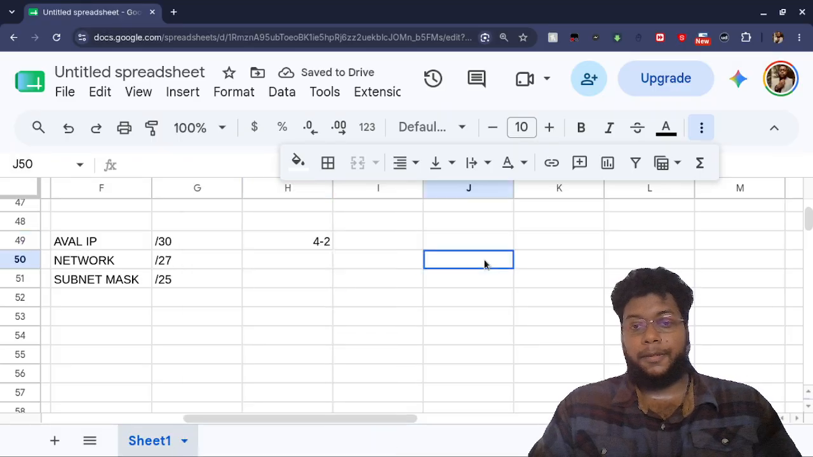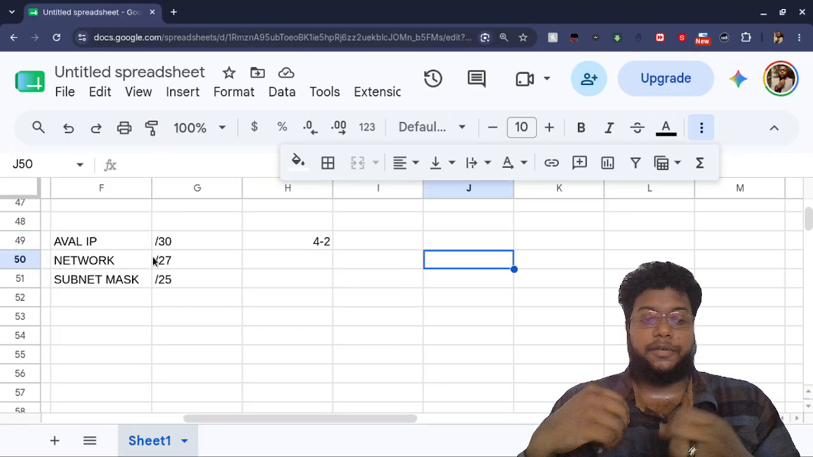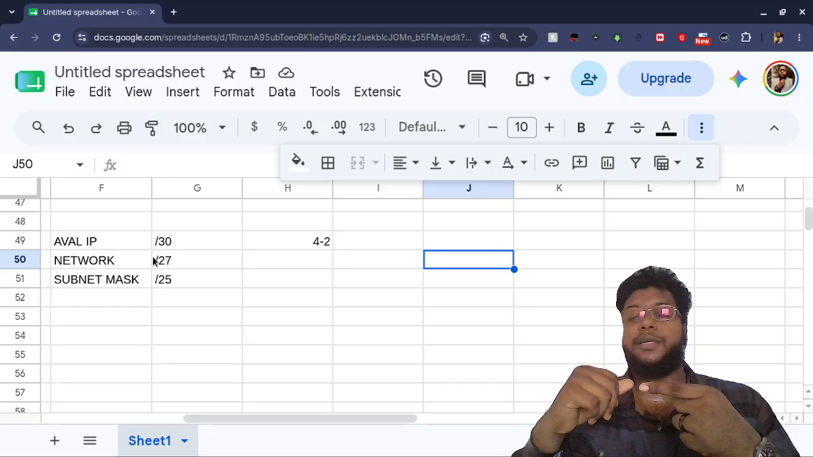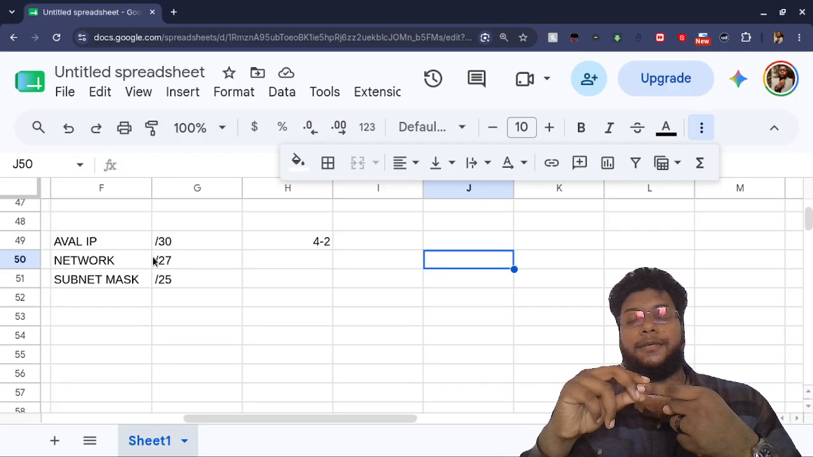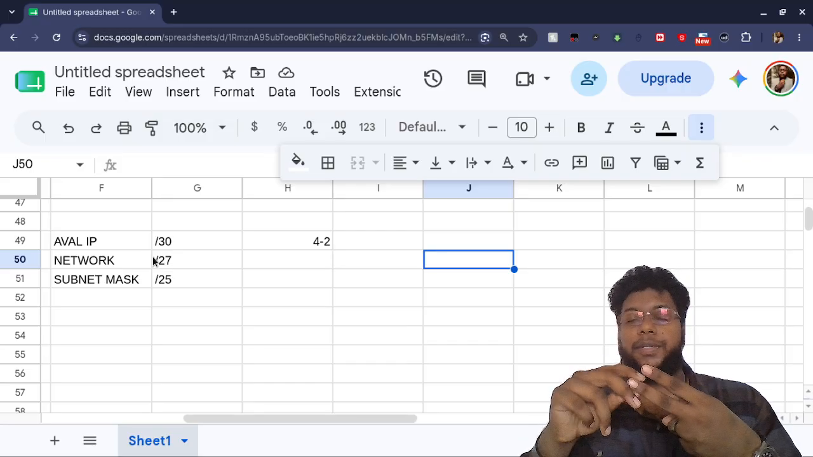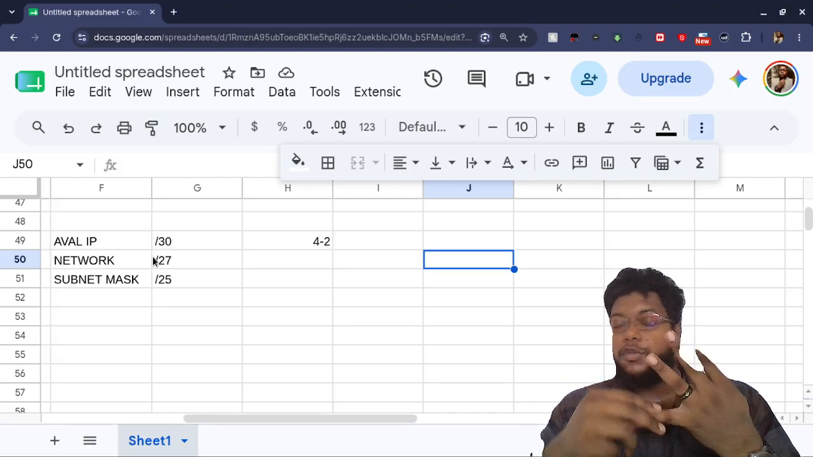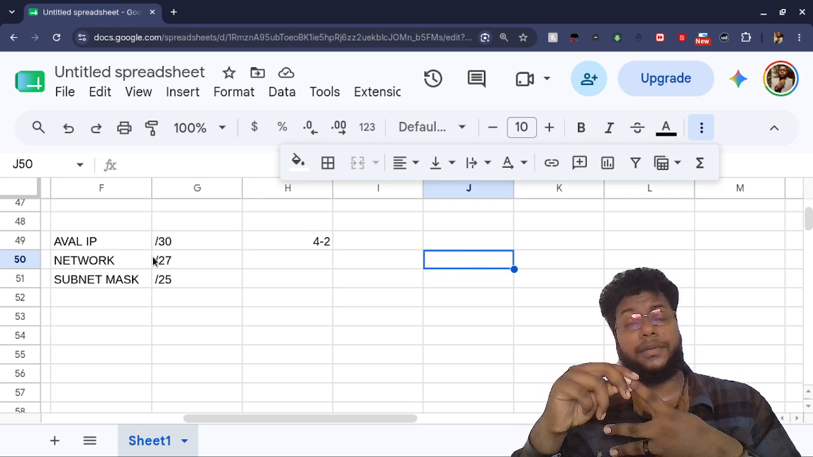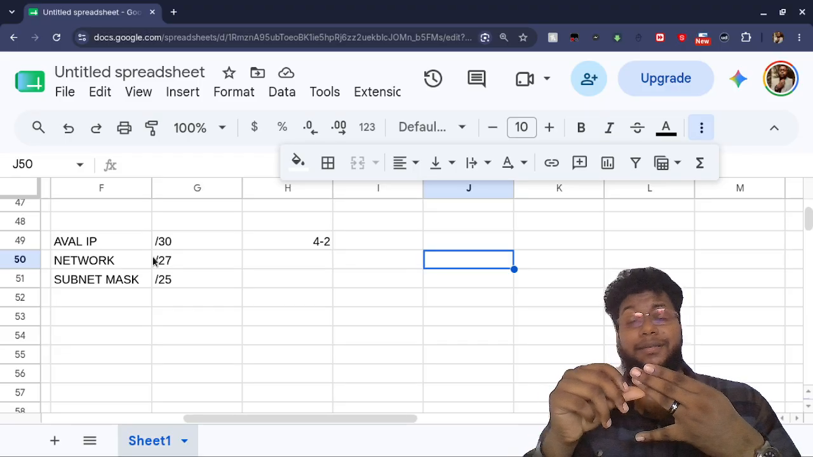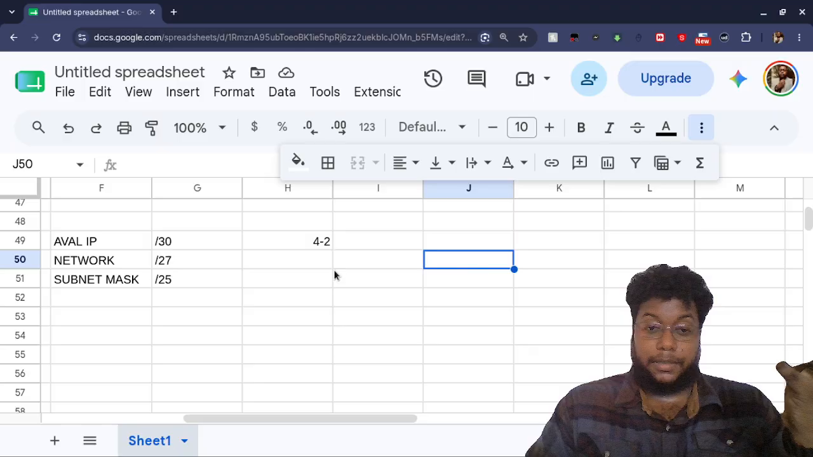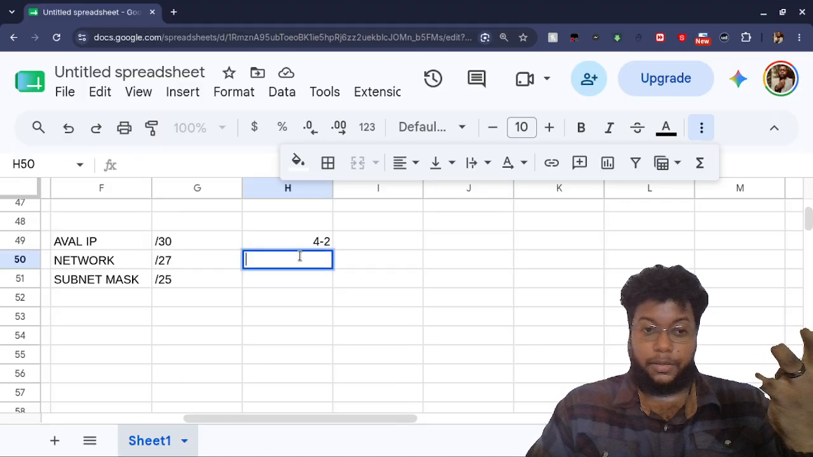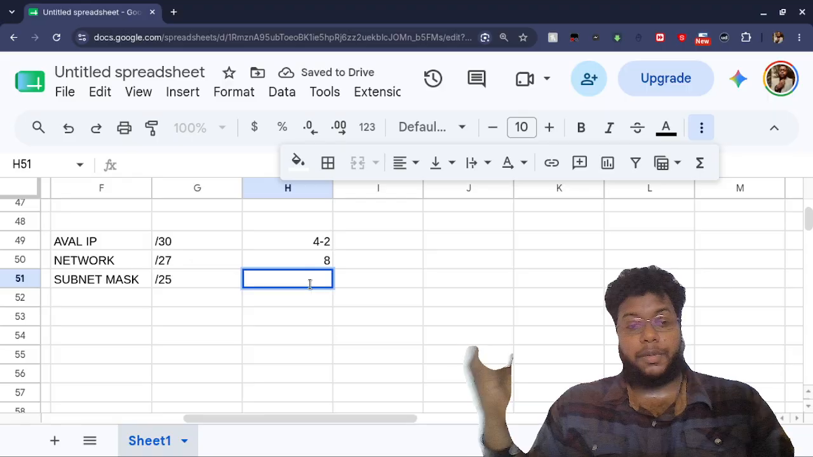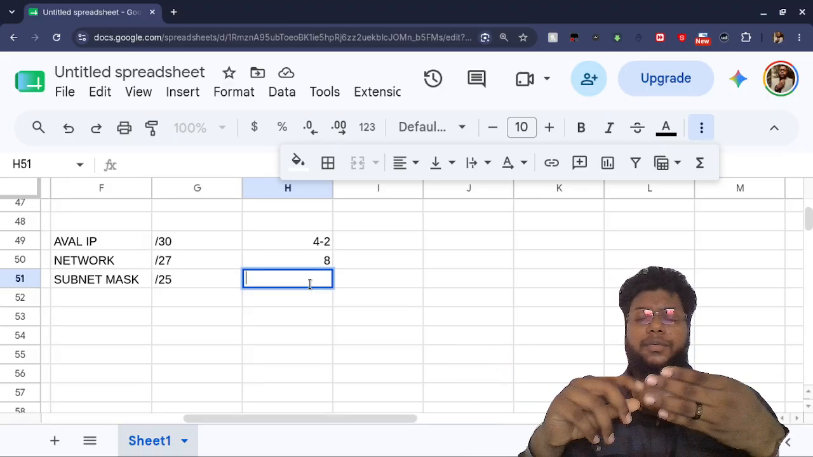All right, we want to know for 27, how many networks we can get out of slash 27. So we go 30, 29, 28, 27. All right, not a problem. So 64, then it's 32, then it's 16, right? And then it's 8. So we know we can get 8 networks out of slash 27.